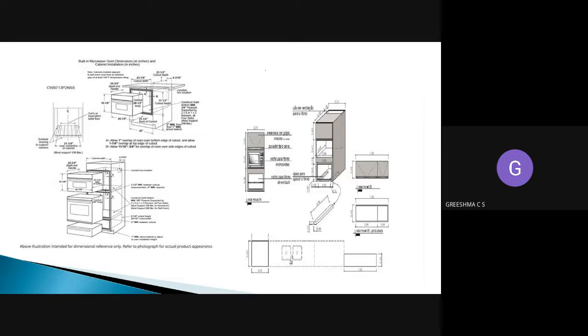See this, they have mentioned all the dimensions in this picture. The door dimension they have mentioned, the top dimension, the total overall dimension. They have shown the rack outside, and the outer dimension of the rack they have shown you. Each and every dimension they have shown here.